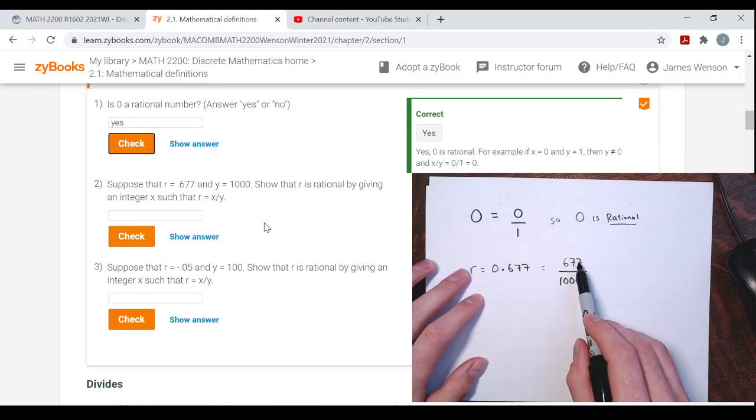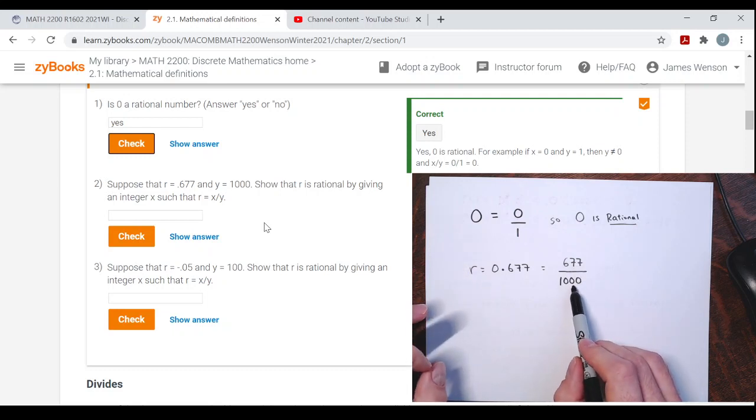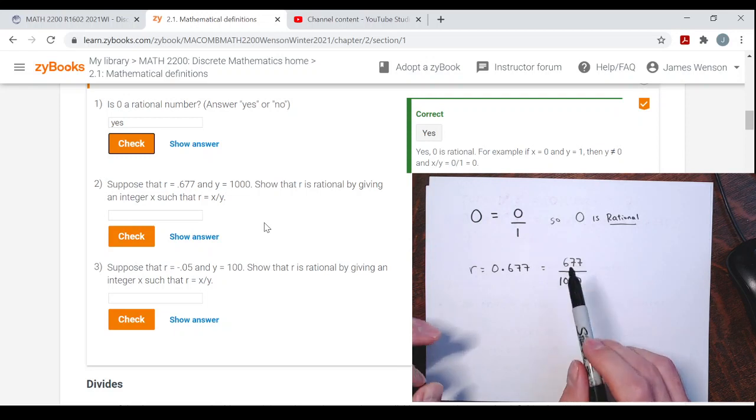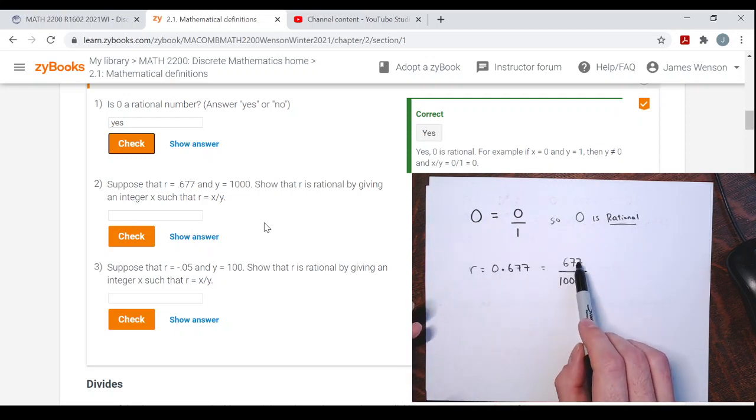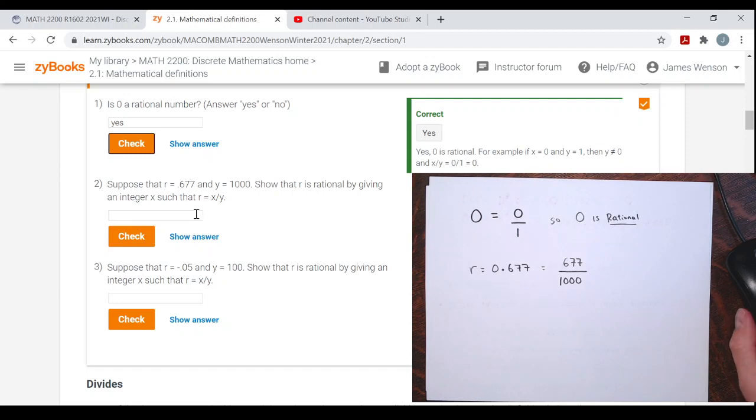So the x they're looking for, see they told me already the denominator was 1,000. The numerator is 677, but you see how this number can be rewritten as a fraction of two integers, a ratio of two integers where the denominator is not 0. So this number is rational, and the numerator would just be 677.